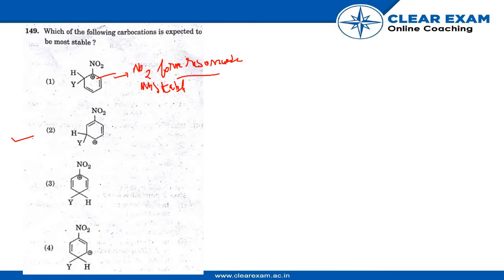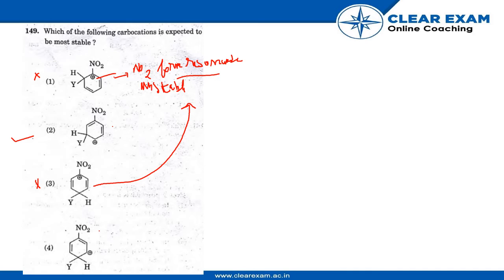Similarly, in option 3 the cation is directly attached to the NO2, hence it will also be an unstable form. So options 1 and 3 are cancelled out. Now let us discuss option 2 and option 4.